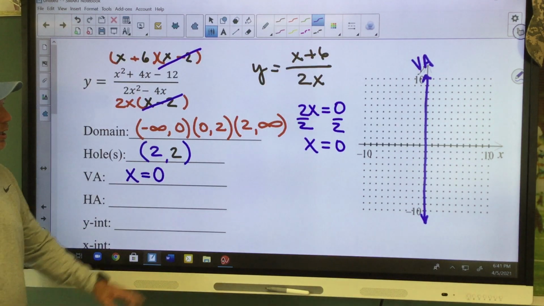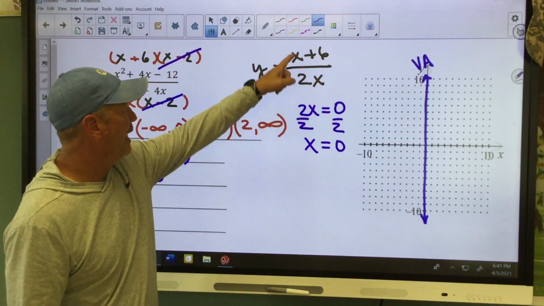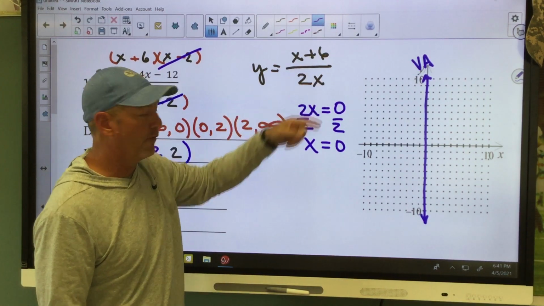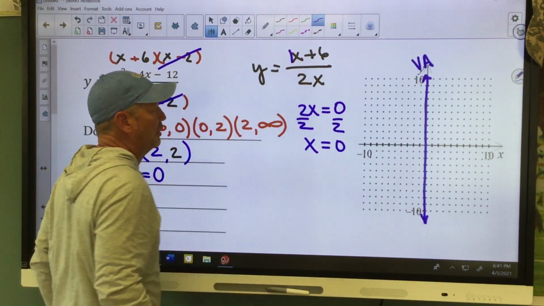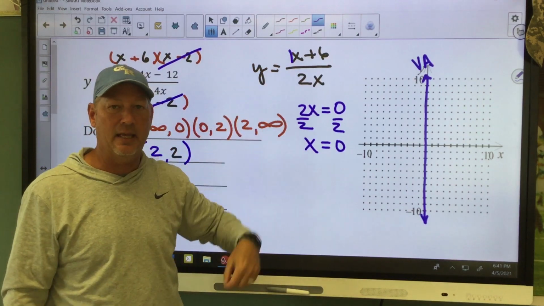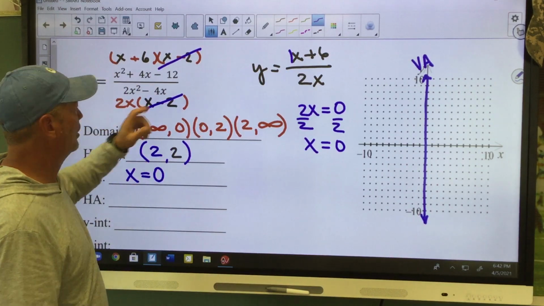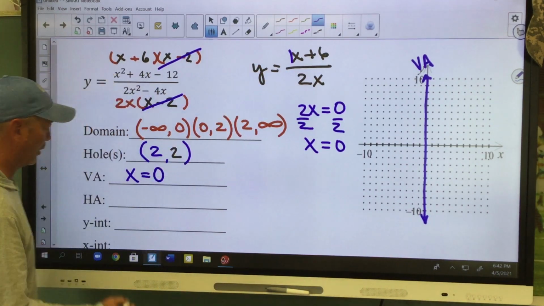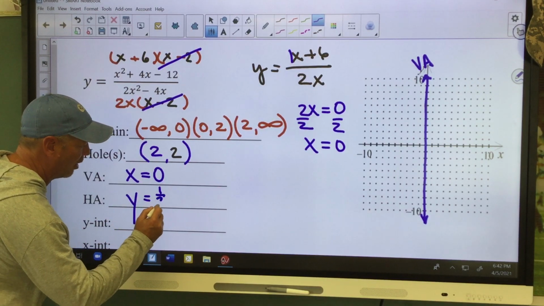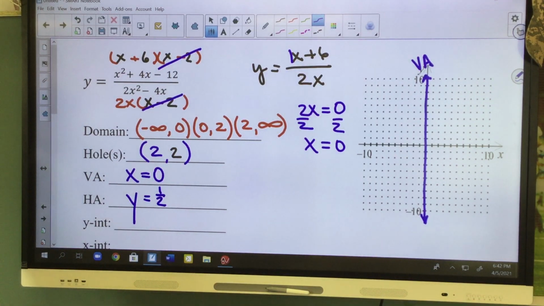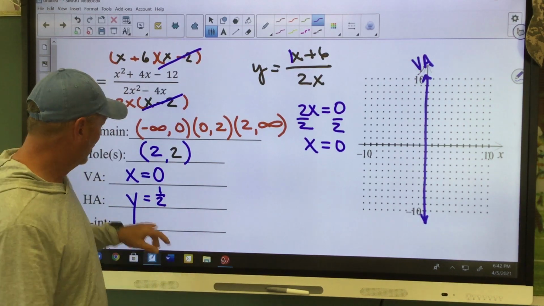Horizontal asymptote. Look what you have. Exponents are the same. Look, x to the first, x to the first. So there is a coefficient of 1. In this case, when the exponents are the same, we're going to divide coefficients. And so 1 over 2. So we're going to say that y equals 1 over 2. Got it? Exponents are the same. Divide the coefficients, so we're going to draw a line to where y is 1/2.